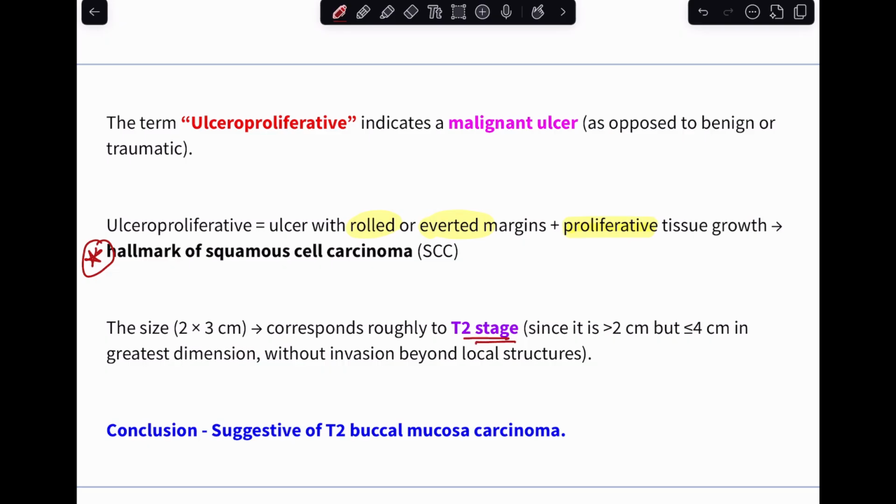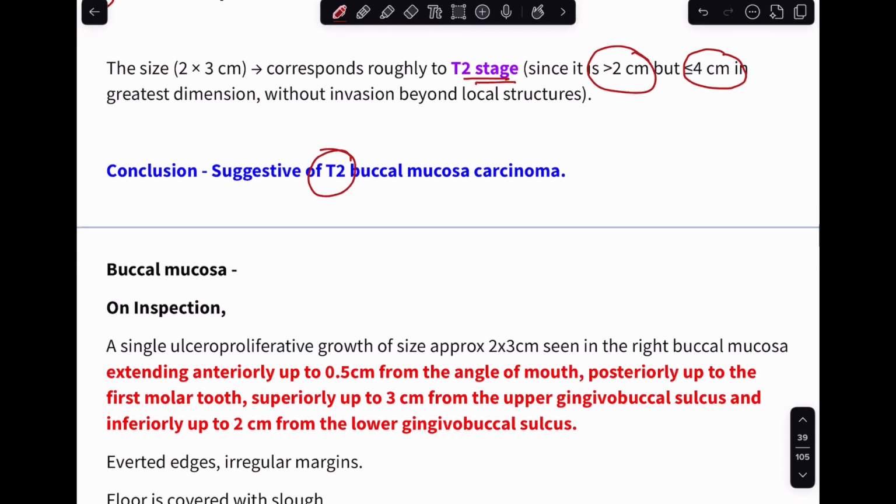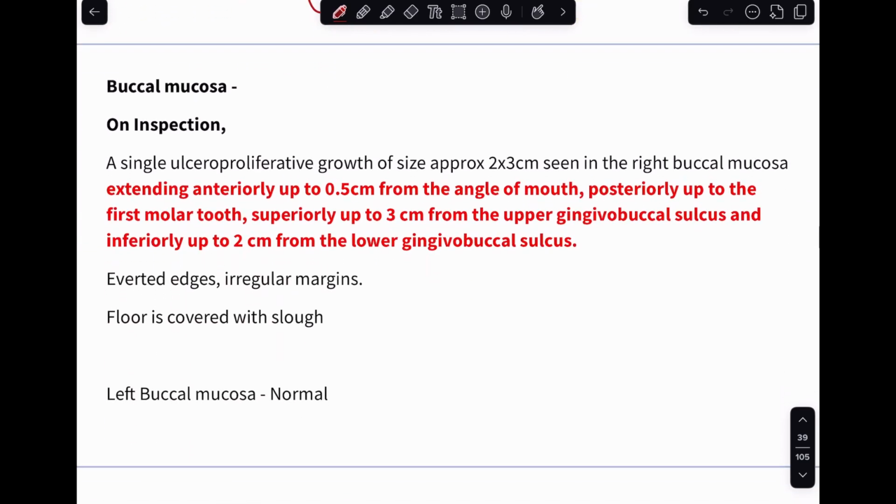And we'll talk about the staging afterwards in a little while. Why T2 stage? Because we are saying that it is more than 2 centimeter, but it is less than or equal to 4 centimeter in greatest dimension. So from the first line over here, what we have understood is this is possibly a malignant ulcer, possibly of T2 stage. Next point. Here we have described the extent.